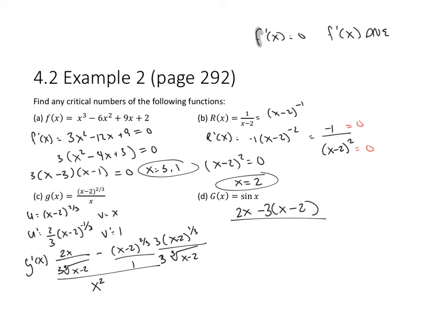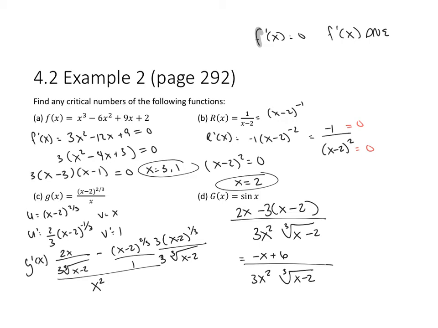All over, I'm going to pull the x squared up, so I have 3x squared times the cubed root of x minus 2. And we'll distribute and then simplify, so I have 2x minus 3x, or minus x, and plus 6 all over 3x squared times the cubed root of x minus 2.